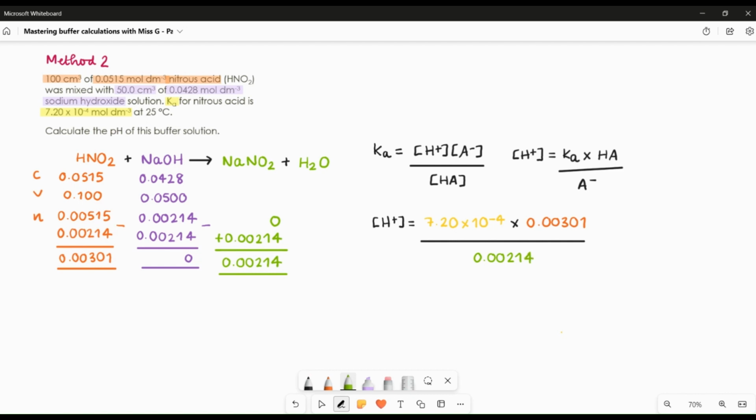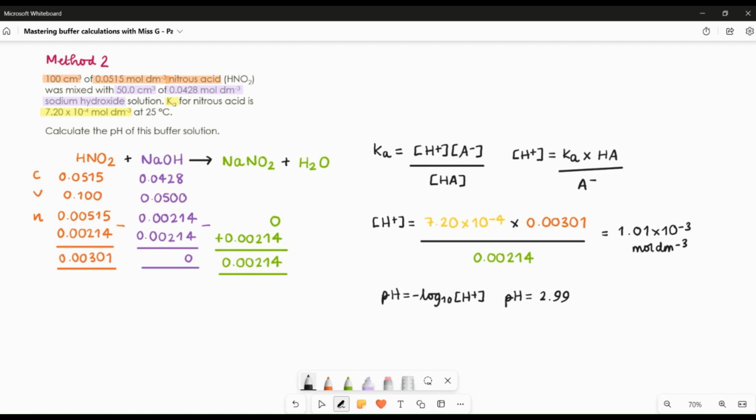So again, just bear with me 1 second. That gets me an H plus concentration of 1.01 times 10 to the minus 3 moles per decimetre cubed to 3 significant figures. And then finally, pH will be equal to minus log base 10 of the H plus concentration, which we've just worked out, and thus pH to 2 decimal places is 2.99.